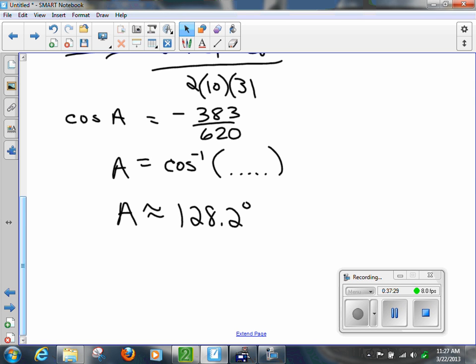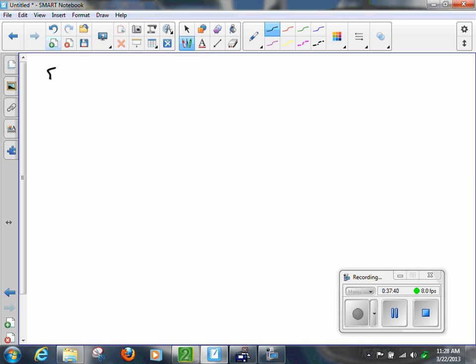128.2. How many of you got that? Hey guys, questions at all? Here's another one. Do we want to do this? Okay. Guys, do you have questions on law of cosines? When do we use law of cosines? Side, side, side, or side, angle, side. Changing gears a little bit.